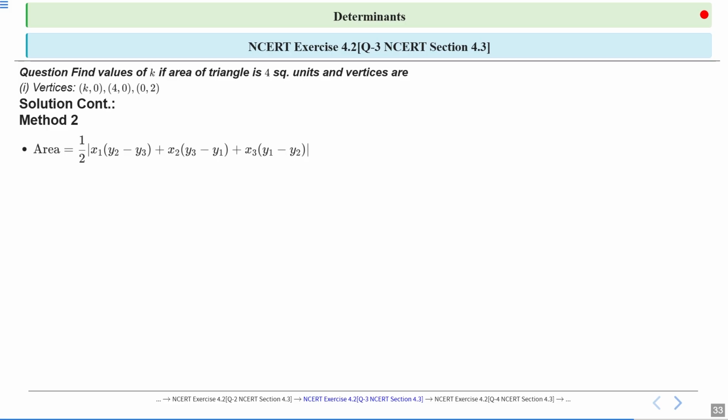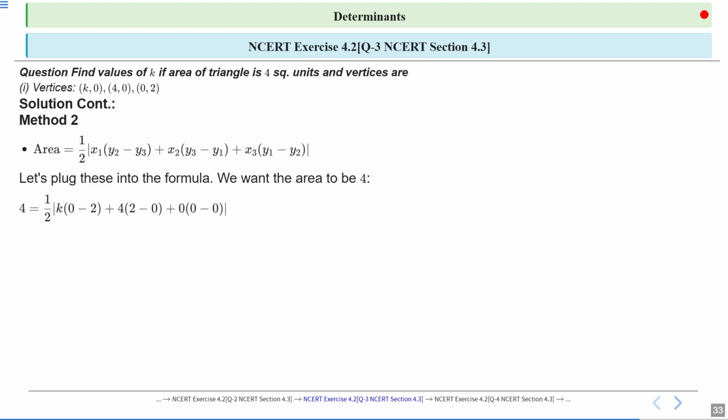Now we apply method 2. We use this area formula and plug into it. We want the area to be 4. So we get 4 is equal to 1/2 mod of K(0 minus 2) plus 4 into (2 minus 0) plus 0 into (0 minus 0), which is 4 is equal to 1/2 mod of minus 2K plus 8. So it becomes 8 is equal to mod of minus 2K plus 8.